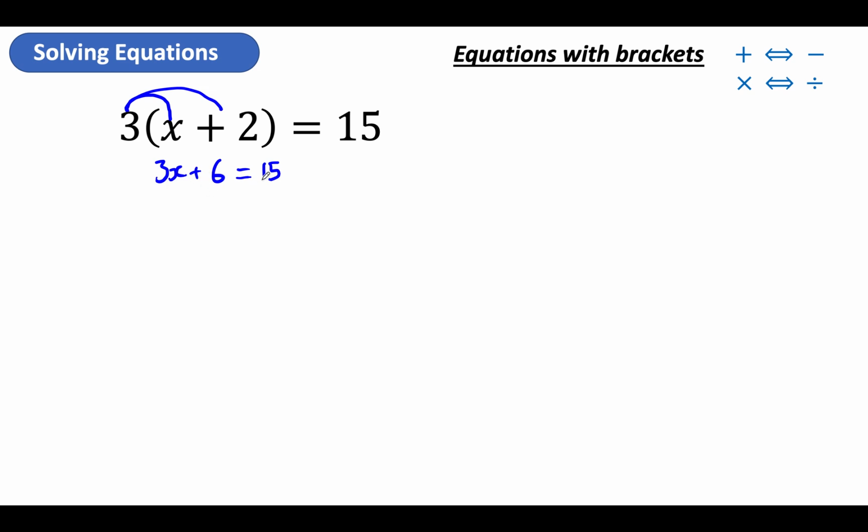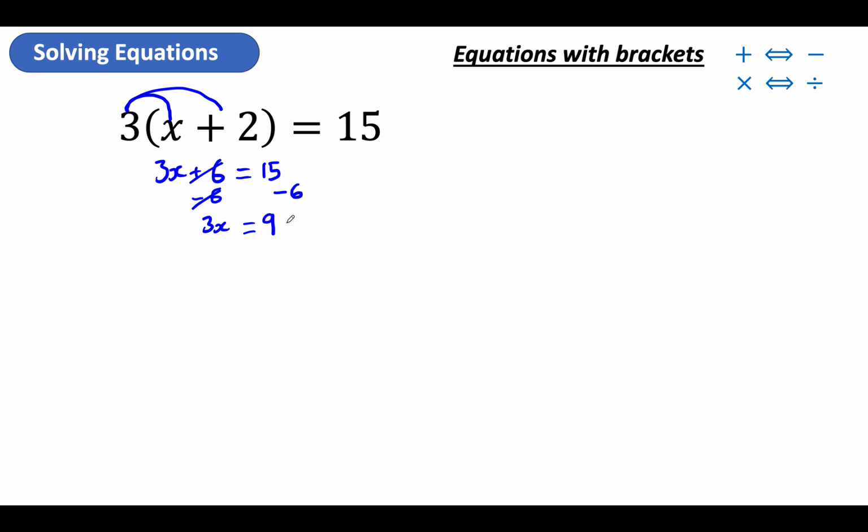Anyway, 3x plus 6 equals 15. Right, now we know we're going to deal with the number touching the letter last, so we deal with the other bit first. And we're trying to get x on its own so we can find its value. And I'm going to deal with plus 6 by doing minus 6. So they cancel out because 6 minus 6 is nothing. And that just leaves the 3x on its own. But remember, what you do to one side of the equation, you must do to the other. So if I've taken 6 away from this side of the equation, I must take 6 away from this side as well to keep it balanced.